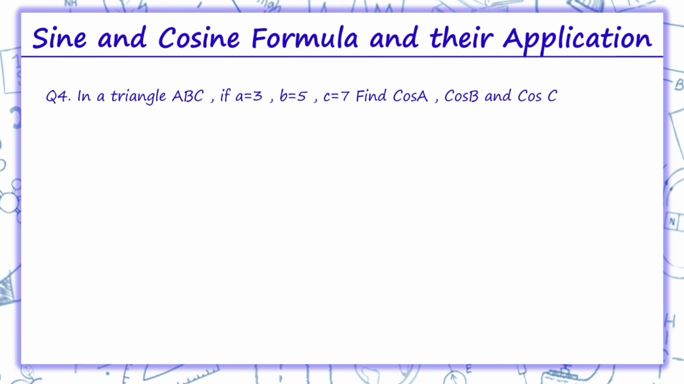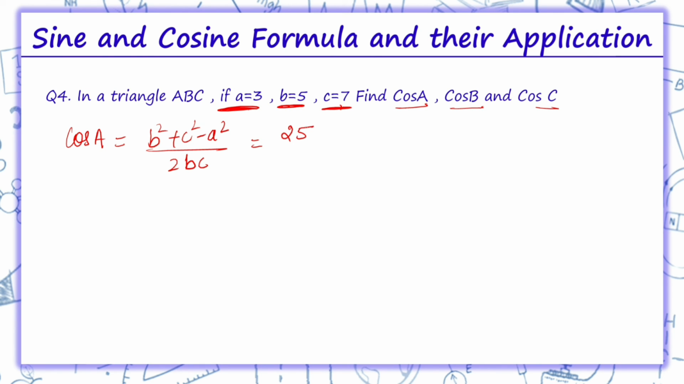The very first question using the cosine formula is, in triangle ABC, A is equal to 3, B is equal to 5, C is equal to 7. Now we have to find the values of cos A, cos B, cos C. The formula for cos A is B square plus C square minus A square upon 2BC. So B square, that is 5 square, is 25, C square, 7 square, is 49, minus A square, that is 9, upon 2BC, 2 into 5 into 7, which will come out to be 70. So here the answer is 65 by 70.